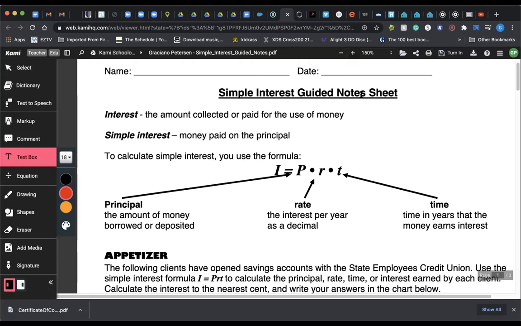All right, so that's what we're going to work on right now, this simple interest formula. We're going to work through the different ways in which we can calculate simple interest, and then also how we can manipulate the formula so that we can find other parts, right? So we can not only find the interest, we could also find the principal, the rate, and the time. All right, so let's work through that.